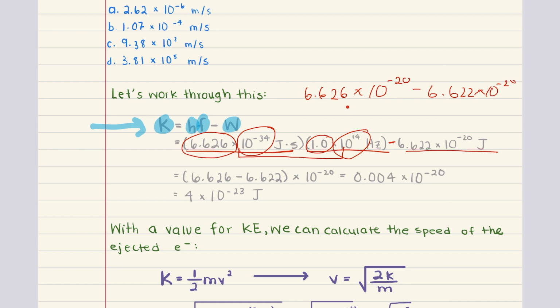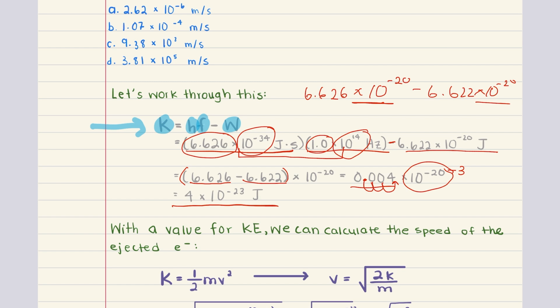Now notice, both of these terms have a 10 to the minus 20, so we can go ahead and take that out and just have in parentheses the difference between 6.626 and 6.622. This gets us a difference of 0.004, and that's multiplied by 10 to the minus 20. From here, we can move the decimal place 3 units to the right. When we do that, we have to subtract 3 from the exponent, and that gives us the kinetic energy of the ejected electrons. It is equal to 4 times 10 to the minus 23 joules.